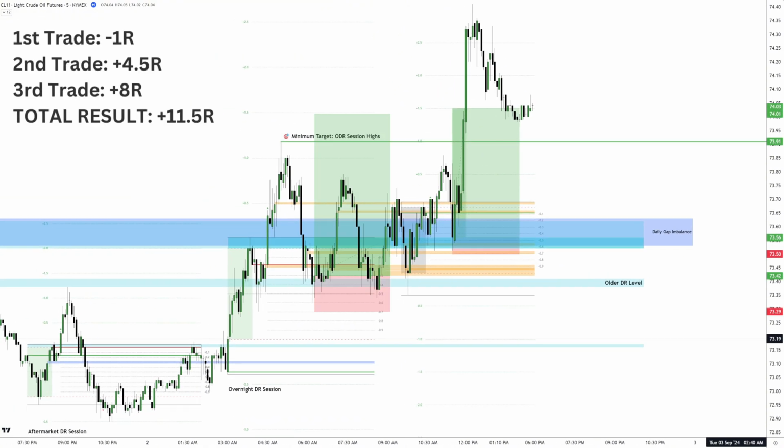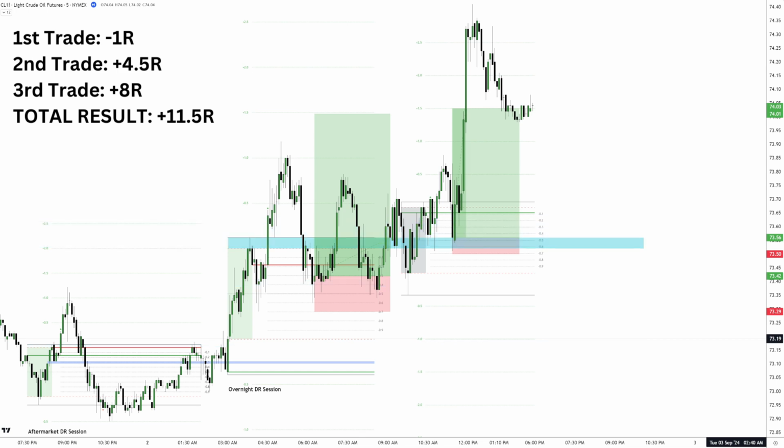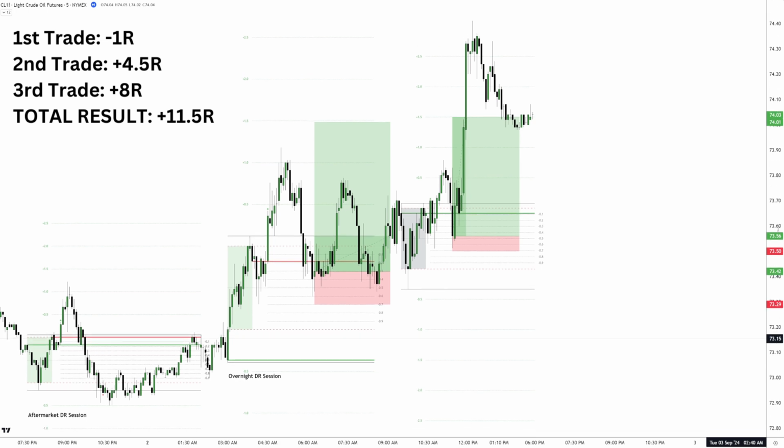We had one trade in the overnight DR session that resulted in a loss, while the second one could have been either a break-even trade or a plus 4.5R, depending on your risk management. Later in the regular DR session, all confluences for a DR upside model remained intact, and price presented a very high probability trade with the potential for an 8R profit. In total, that's a plus 11.5R, with all trades supported by multiple confluences and absolutely worth taking.